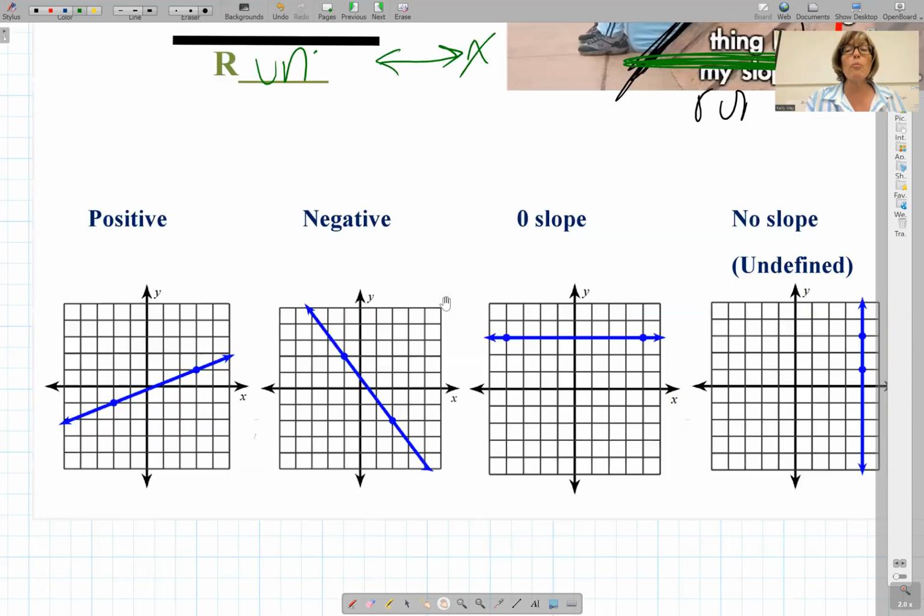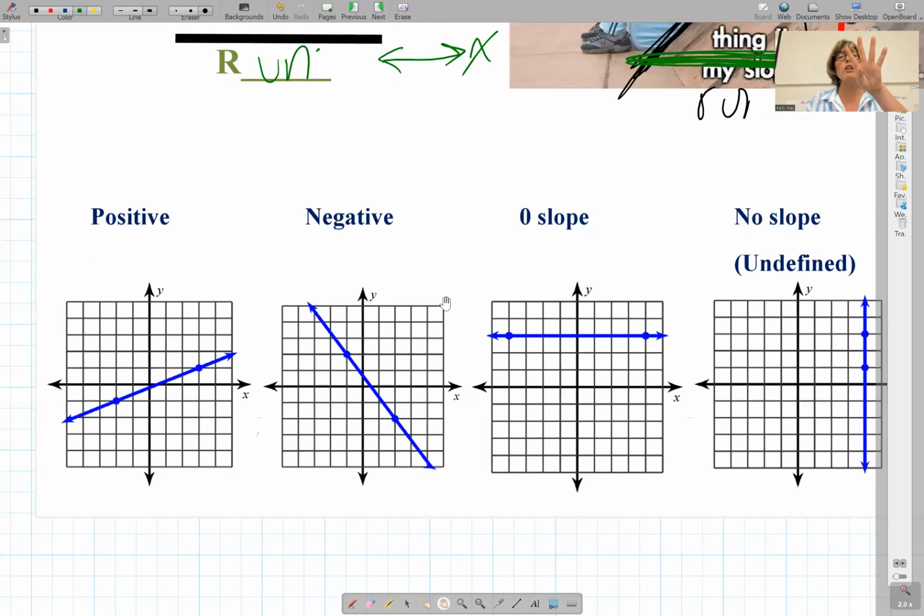Now, when we talk about slope, there are 4 kinds of slopes you need to be familiar with. Positive, negative, zero slope, no slope.